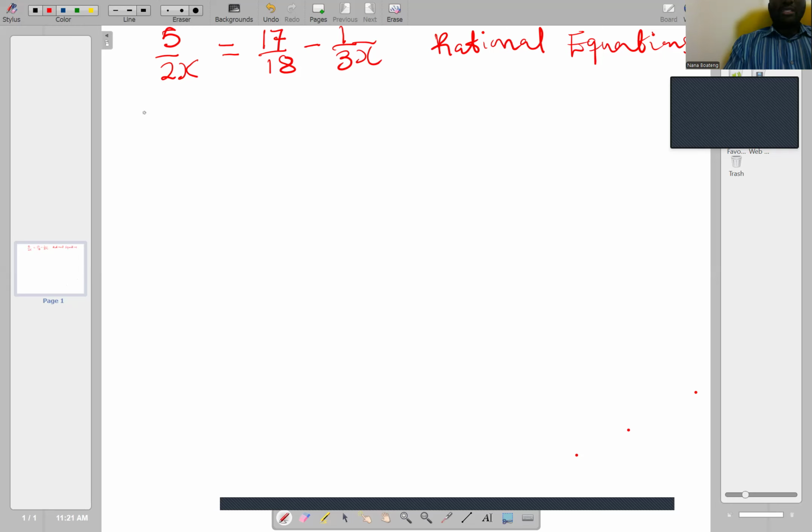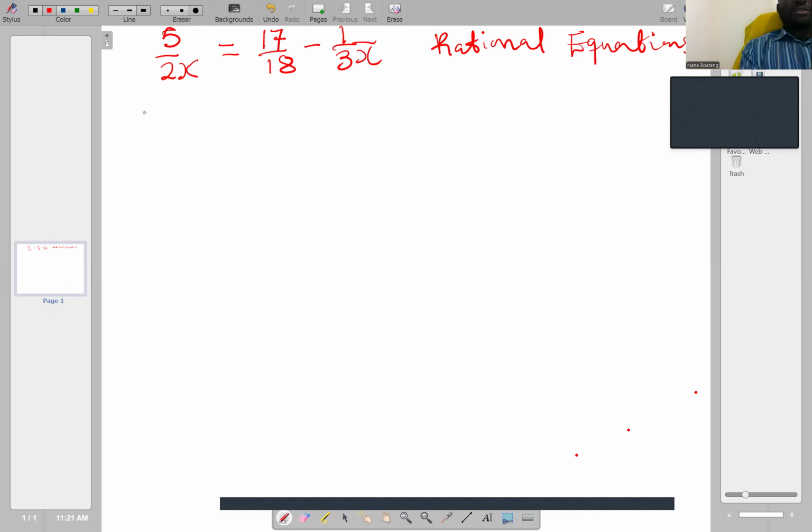All right, so let's check whether x is equal to 3 is the correct solution by substituting x is equal to 3 to see if we get the same numbers on both sides. On the left-hand side, we have 5 divided by 2x. If we substitute x is equal to 3, this becomes 5 divided by 2 times 3, and this gives us 5 divided by 6.